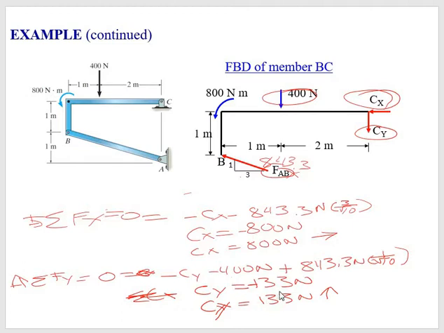And so CY is 133 newtons when I take negative 400, positive 843.3 times 1 over the square root of 10. I get 133 newtons up. And again, both of these I assumed the wrong direction, so they're actually pulling to the right and up. Okay.